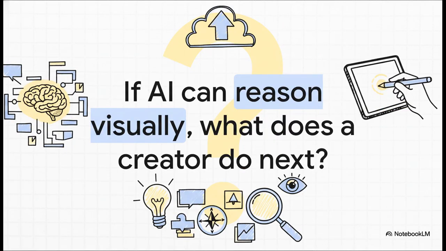Which leaves us with this final and, I think, critical question. If AI can not only create but also reason visually, the role of the human creator is about to evolve big time. It becomes less about the technical skill of pure execution and way more about the vision, the taste, and the direction you provide to this incredibly intelligent creative partner. So, what do you do next? Well, that's the question we all get to start answering now.